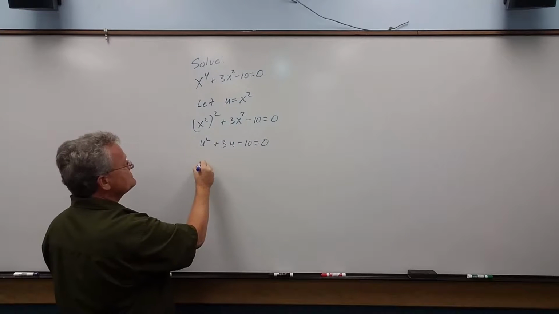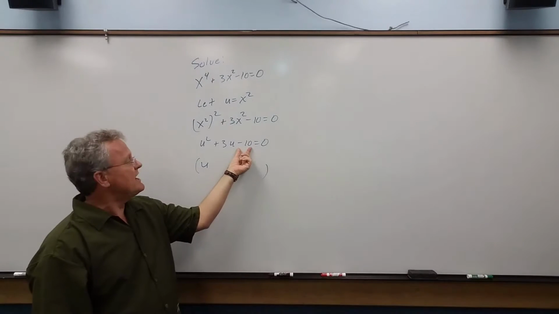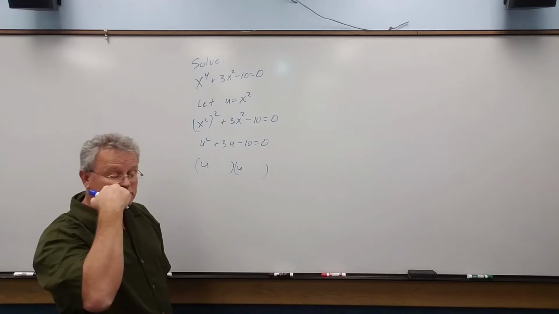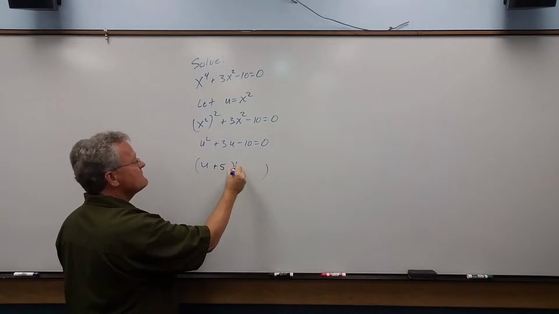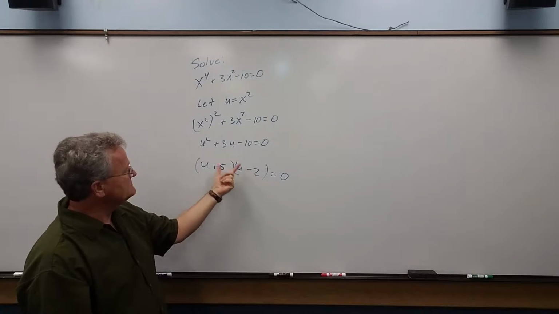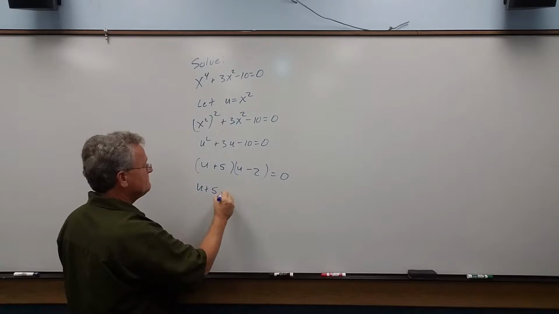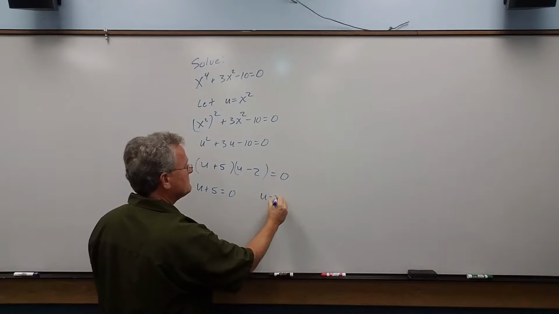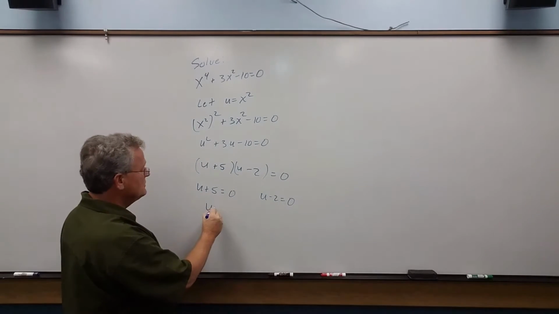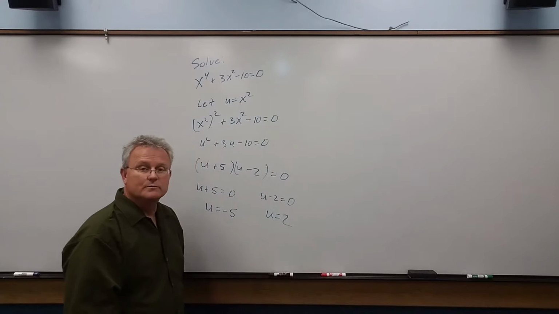So this factors to, we need to figure out what numbers multiply to negative 10 but add to 3. Those numbers are 5 and 2, and we want a positive 5 and a negative 2. Again, they multiply to negative 10, but these numbers add to 3. So then we set each of these equal to 0 and solve. So when we subtract 5, u is equal to minus 5. Here, u is equal to 2.